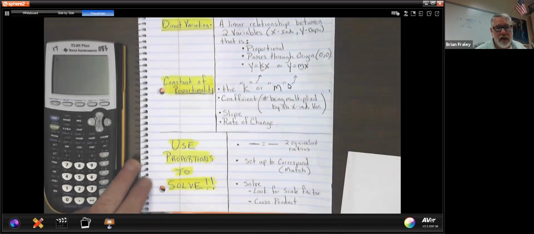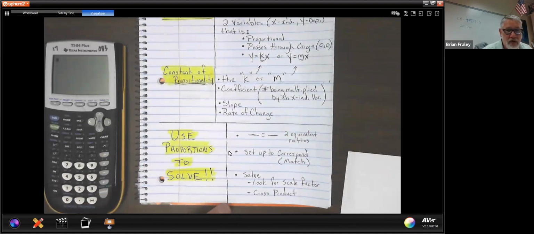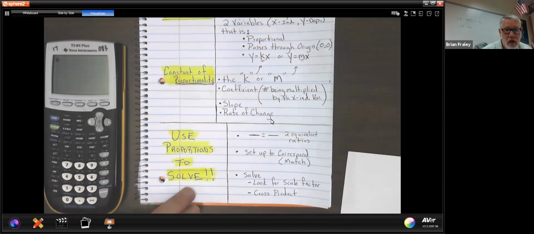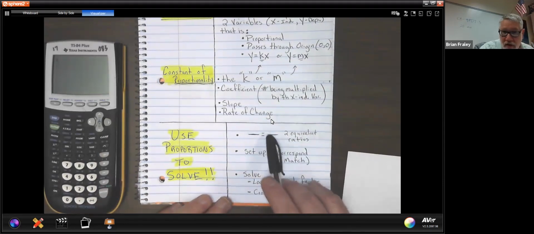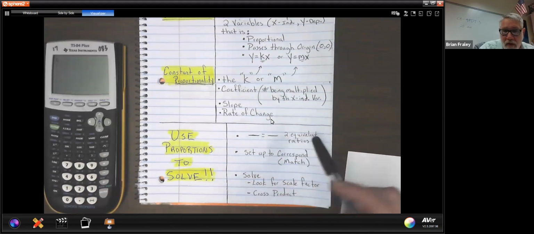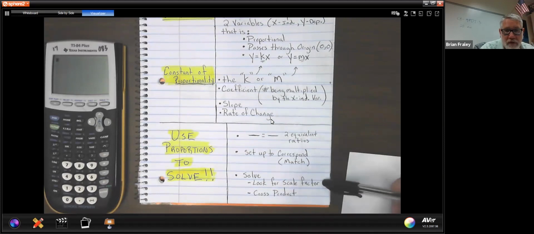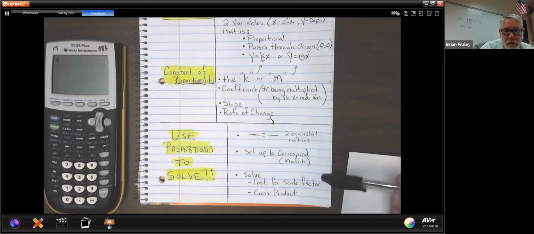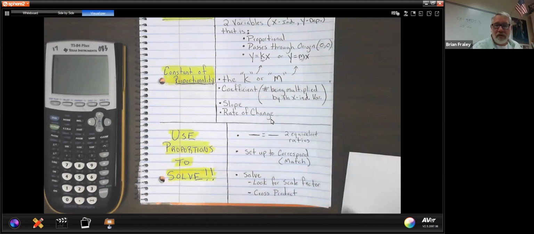Now, here's the hint I want to tell you. Whenever we have problems involving direct variation, you always want to use proportions to solve. Okay, a proportion is simply two ratios or two fractions that are equal to each other or equivalent. Once you set up your proportion, make sure that everything corresponds or matches, and we'll talk about that later. And there are two ways to solve it. You can either look for the scale factor in between the two ratios and then multiply by that, or if you don't see the scale factor, you'll cross product and solve the equation. And I'll show you both ways, okay?